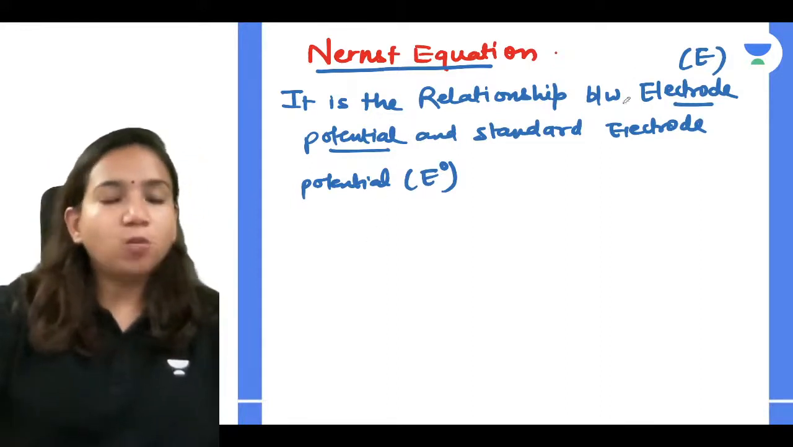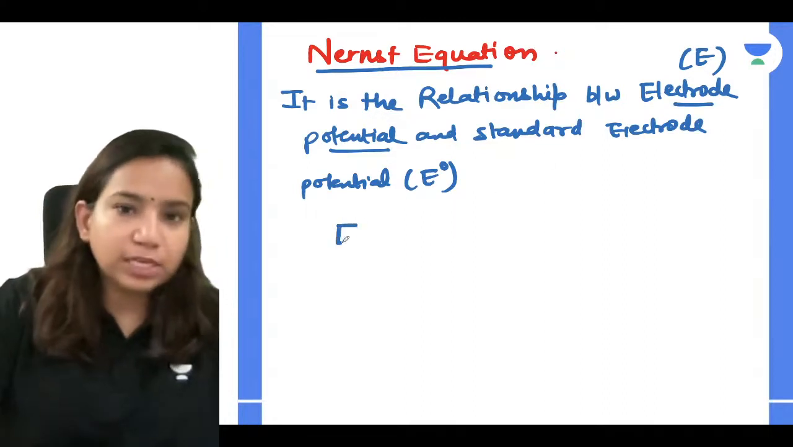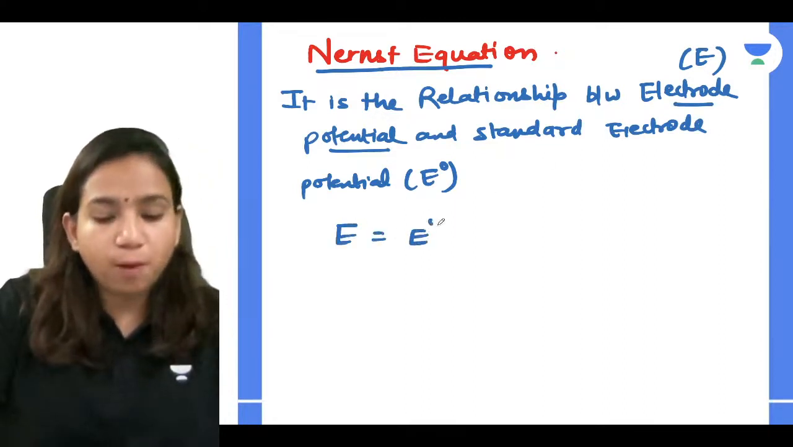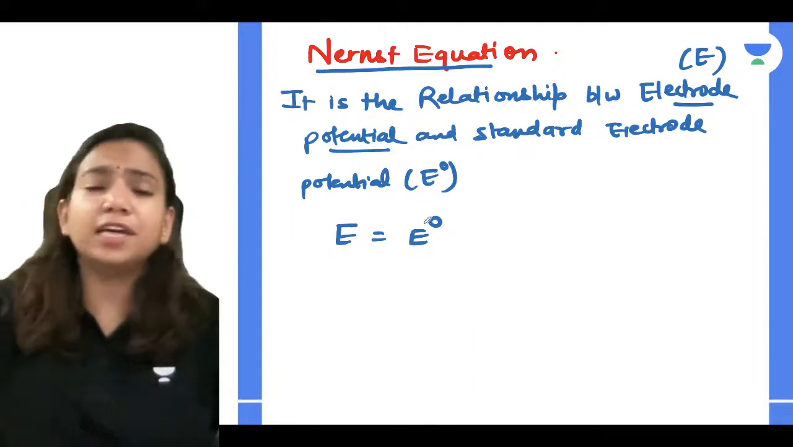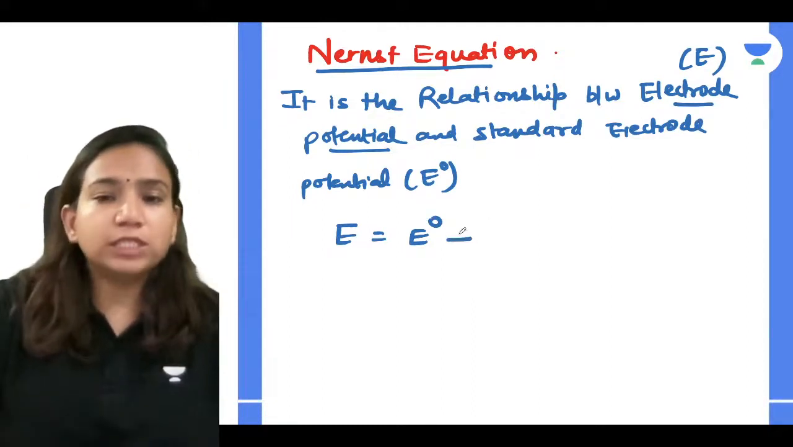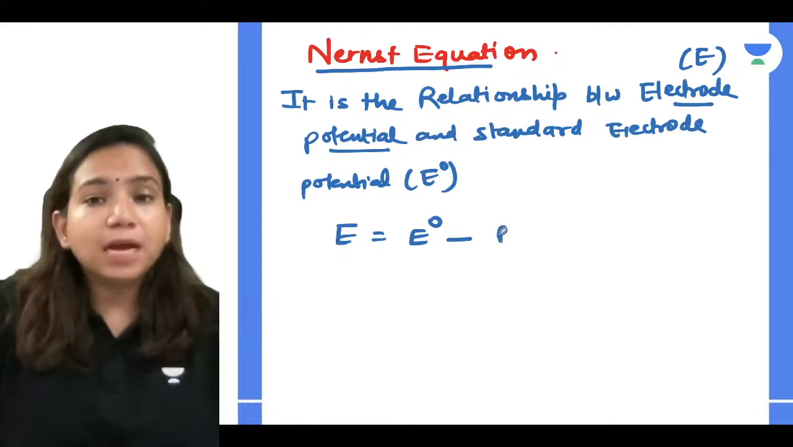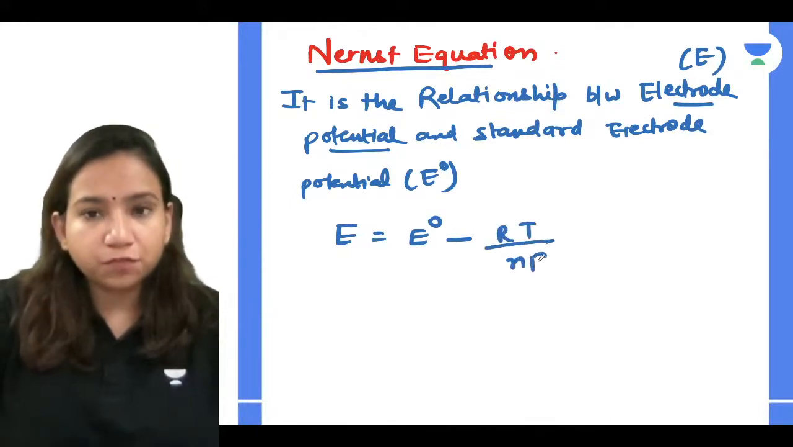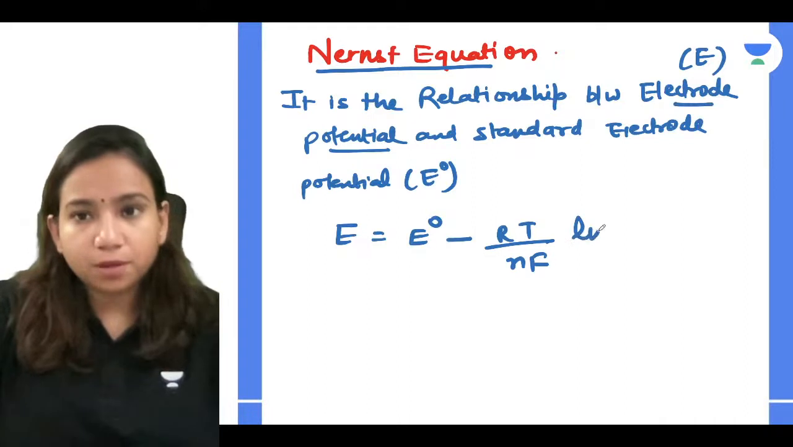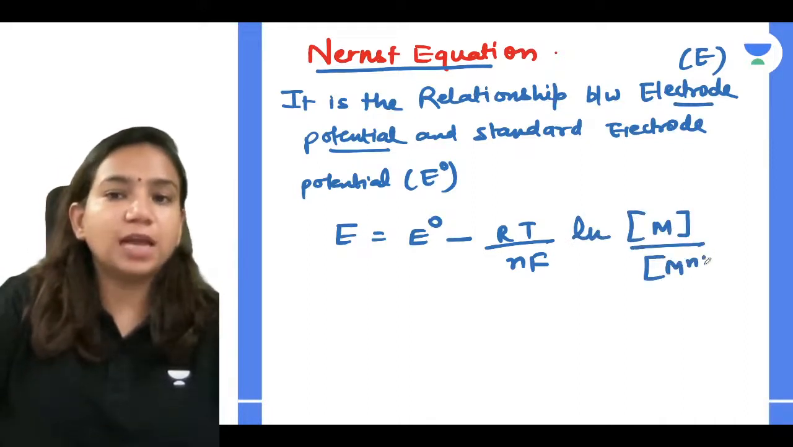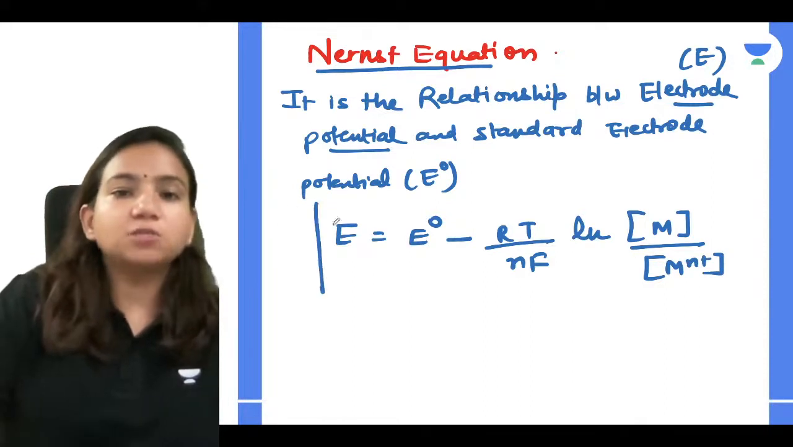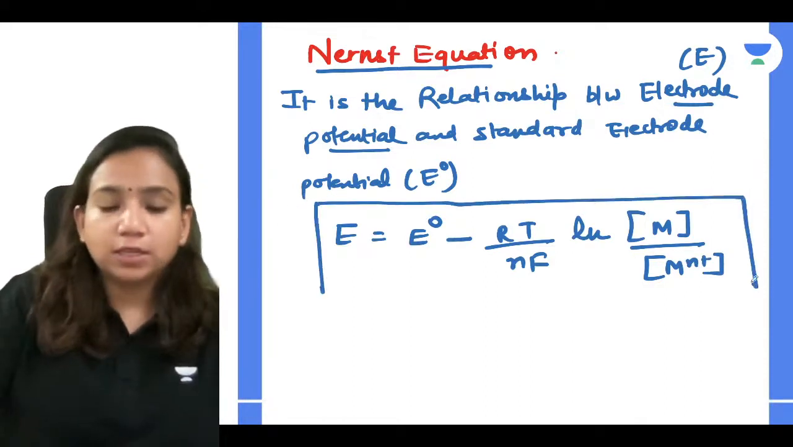Now how can we relate E and E naught? Out of a lot of experiments, results, conclusions and derivation, we got the equation E = E naught minus RT upon nF ln of concentration of metal divided by concentration of metal ion. So what are the terms involved here? Let's discuss it.